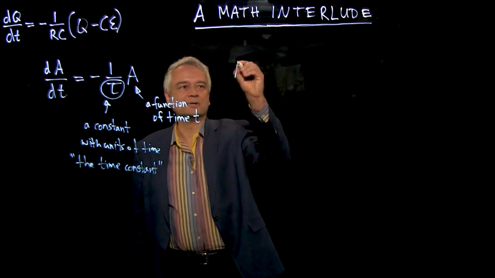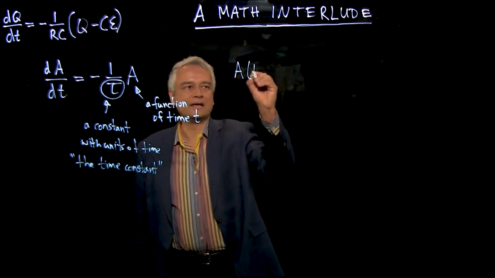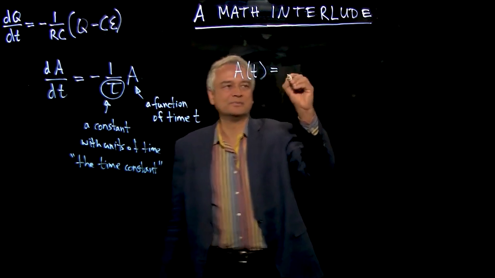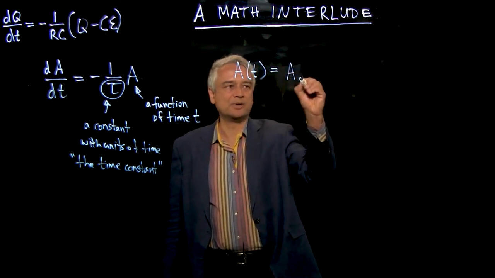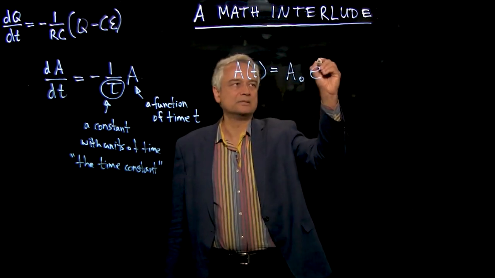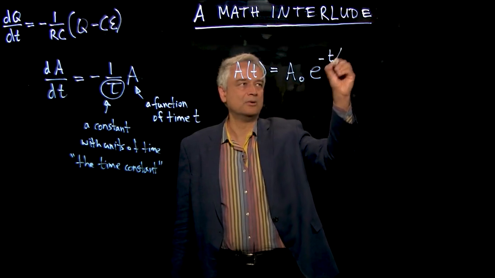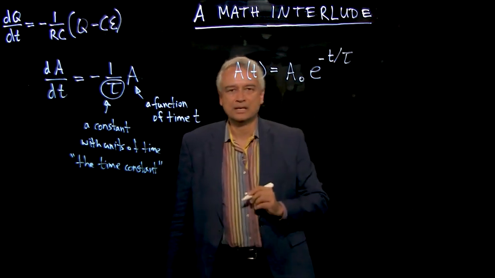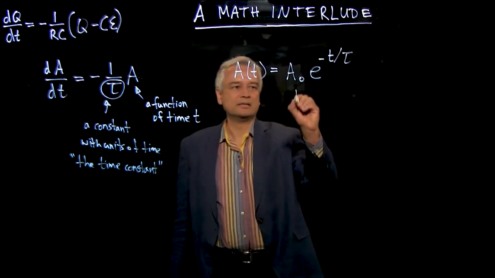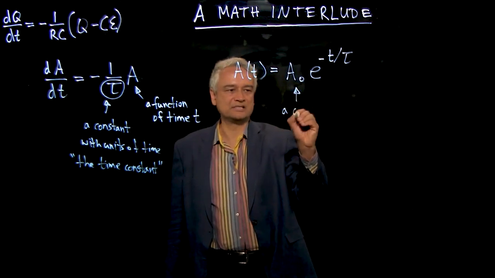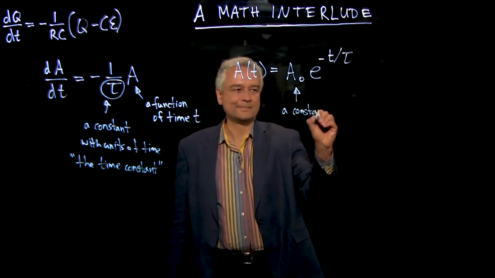The answer is that A as a function of time is given by A naught, and I better tell you what A naught is, e to the minus t over tau. And this A naught is a constant that I get to pick.